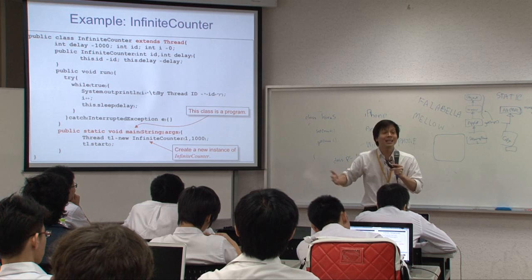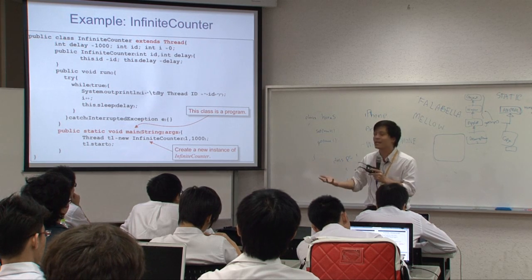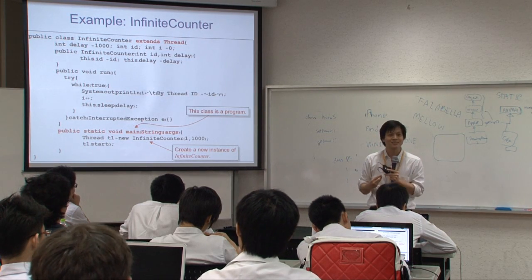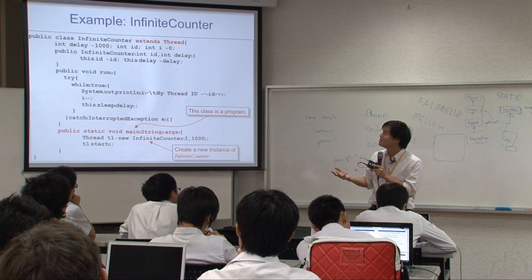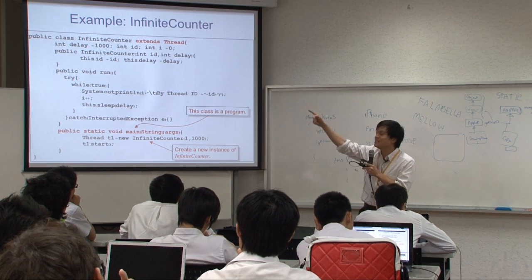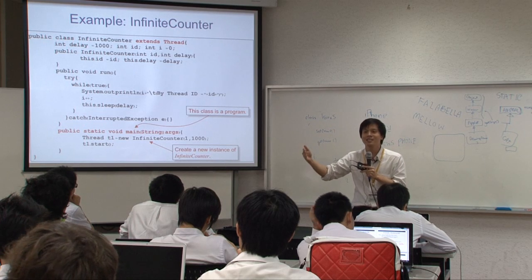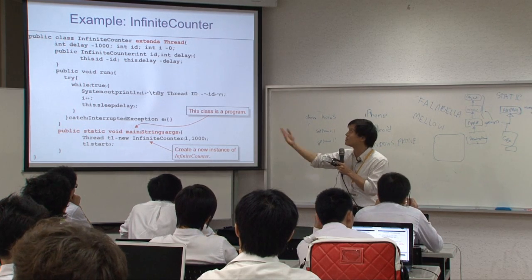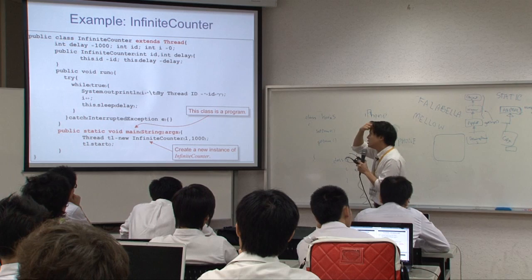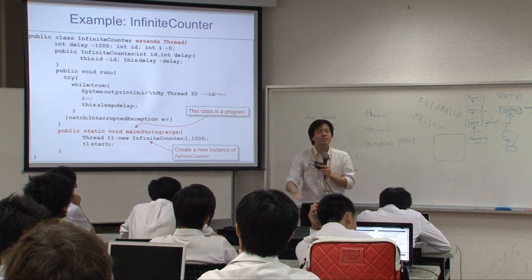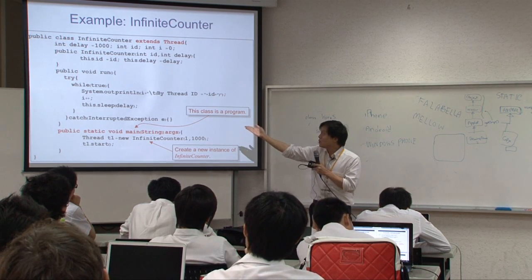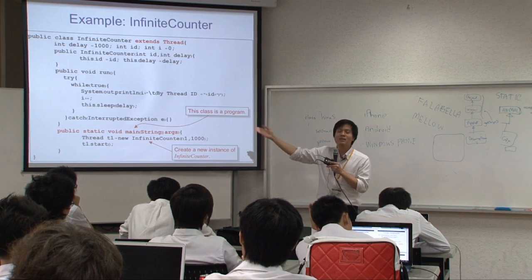Is this instance this object? What is the type of the keyword this, of the keyword this object? Thread, right? Not thread, InfiniteCounter, which in turn is a thread because it extends from Thread, right?